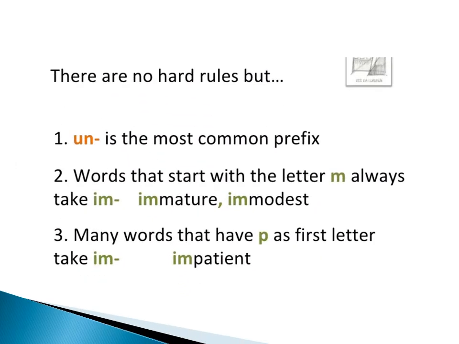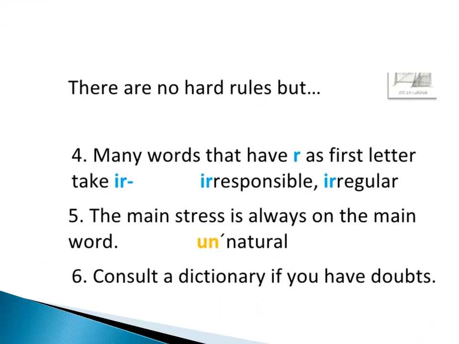There are some rules. As you can see, different types of negative prefixes are used in the words given in the example in the previous slide. So there are some rules for it. There is no hard and fast rule for adding these prefixes, but some common rules are there. Number 1, un is the most common prefix. There are no hard and fast rules, but these rules work many times.